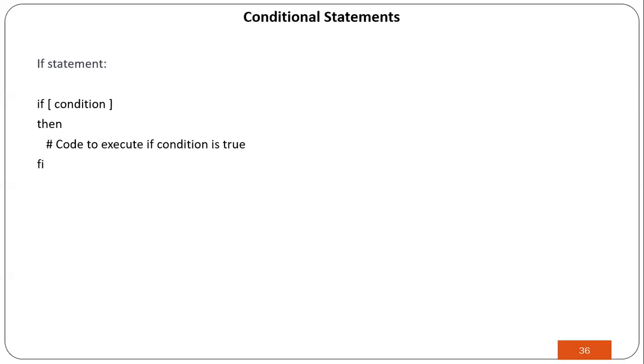Initially we'll go with the if statement. The if statement is used to execute a block of code only if a certain condition is true. The basic syntax of the if statement is this one: if, and then we'll mention the condition. If the condition is true, then it will execute the then block. And fi is the closing of the if statement.